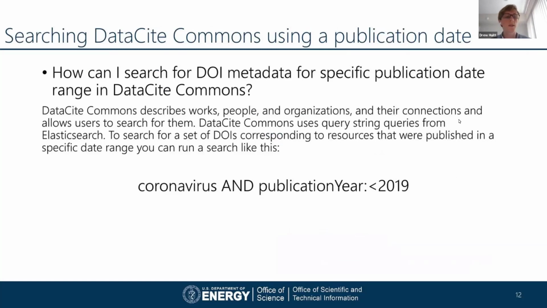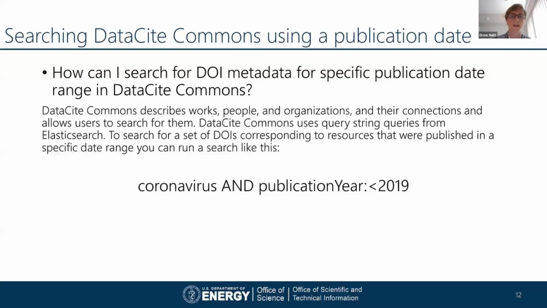All right, so here's one final example we wanted to touch on, which is searching based on a publication date. This is just to kind of show you in action how you can use Elasticsearch along with the DataCite schema to do some really cool searches. In this search, we are searching for any example of coronavirus with the Boolean operator AND to require the DataCite metadata field of publication year to be less than or before 2019. So when you do this search and you put that in the search bar, it will yield the following.